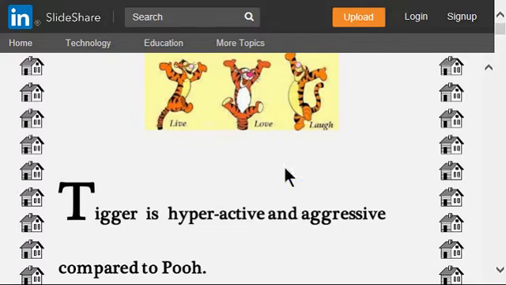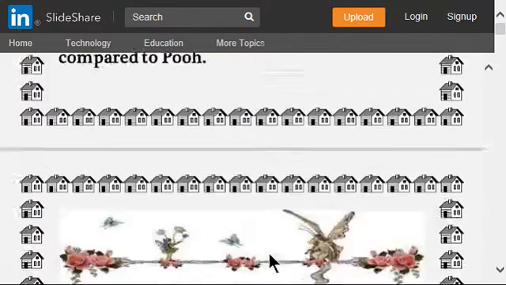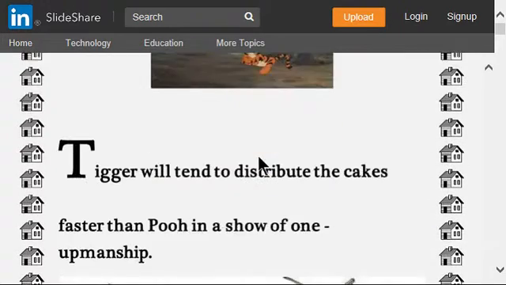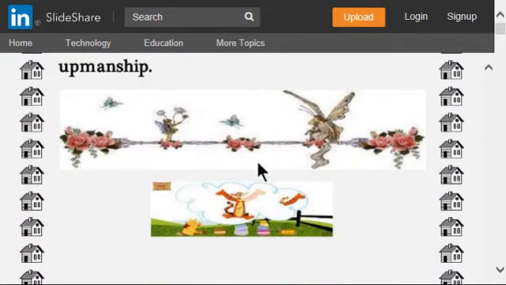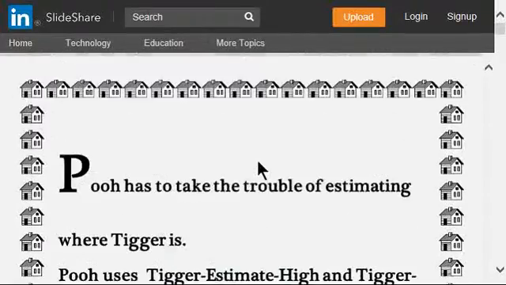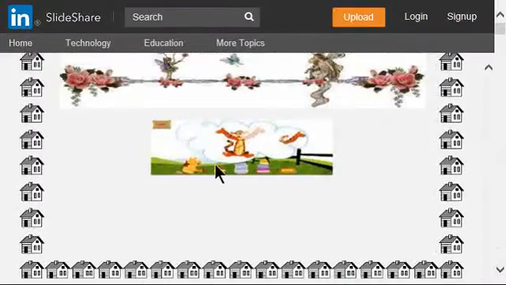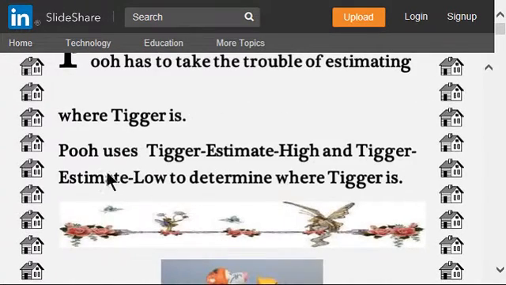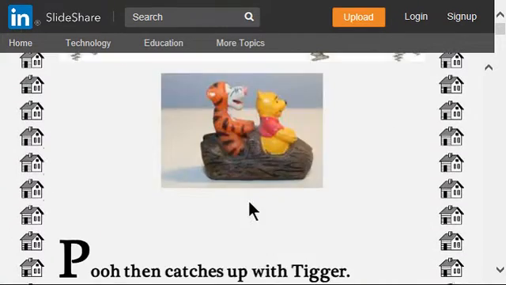Tigger is hyperactive and aggressive compared to Pooh. Tigger tends to distribute the cakes faster than Pooh, in a show of one-upmanship. Tigger, so to say, is better off than Pooh. So what Pooh has to do is keep track of where Tigger is. Pooh has to estimate where Tigger is. Pooh has trouble estimating where Tigger is. Pooh uses a Tigger estimate high and a Tigger estimate low to determine where Tigger is. Pooh then catches up with Tigger.